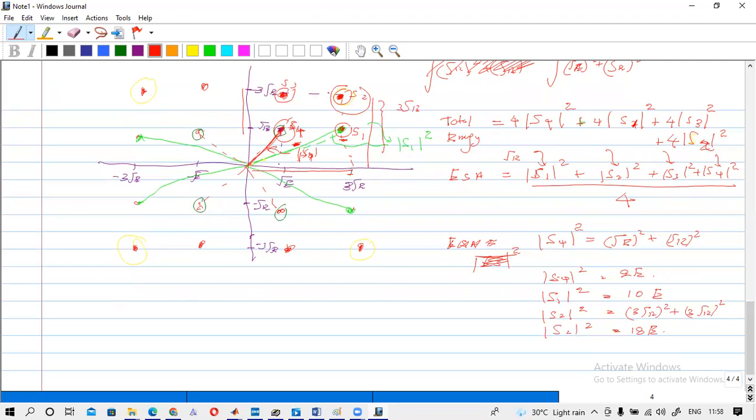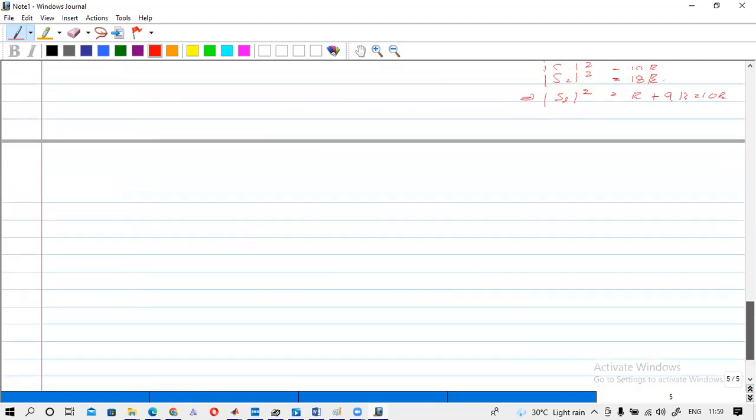Okay, and if you consider this S3 square, so it is root e square, that is e, plus this point, this distance. That means 3 root e square, that means 9e. So you will have 10e. Okay, see, this one and this one energies are same. Okay, 10e, 10e. So what will be the average energy?